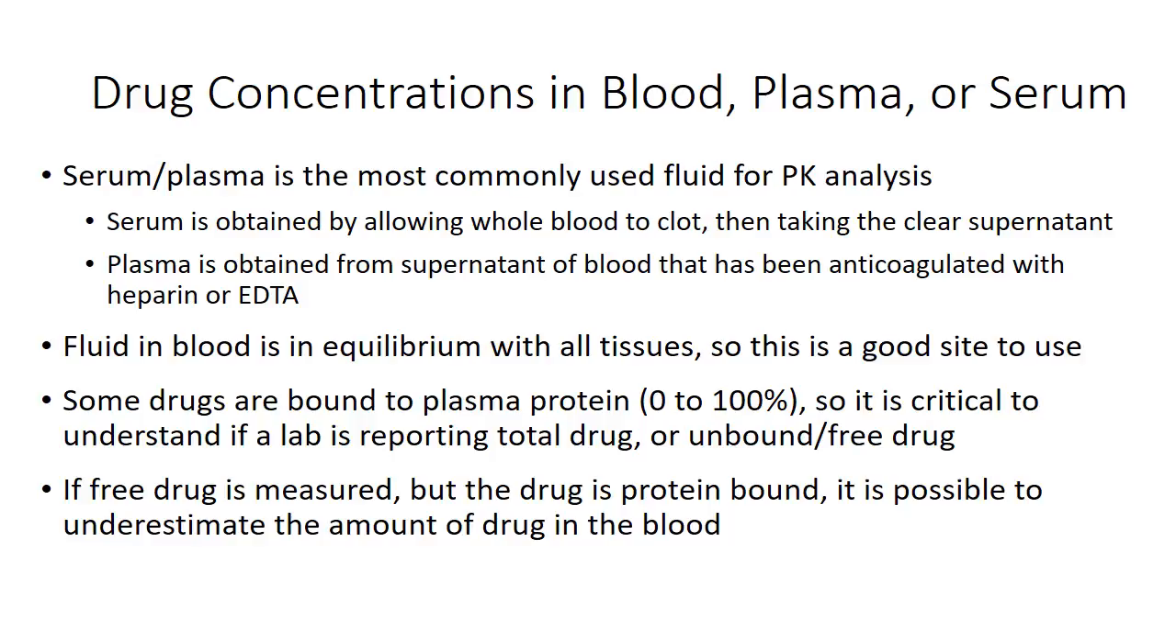Plasma is obtained from the supernatant of blood that has been anticoagulated with heparin or ethylenediaminetetraacetic acid, or EDTA. If you work in a hospital, you might have seen the vacutainer tubes that have EDTA, or if you've ever done any kind of phlebotomy work. That's to prevent the coagulation of the blood.